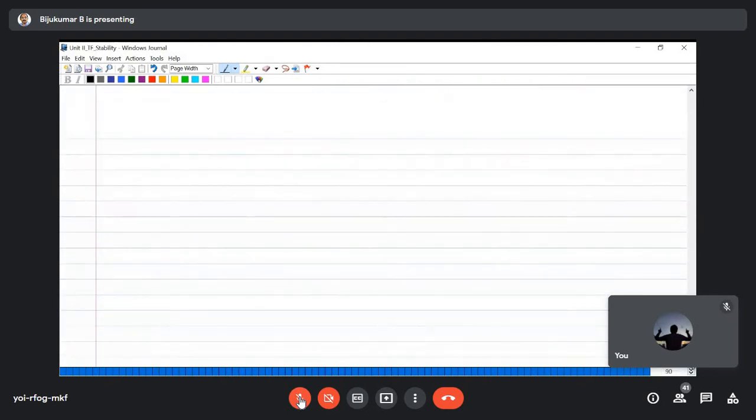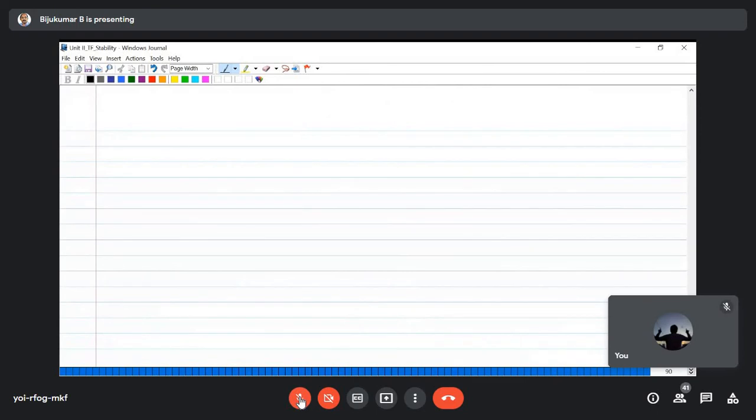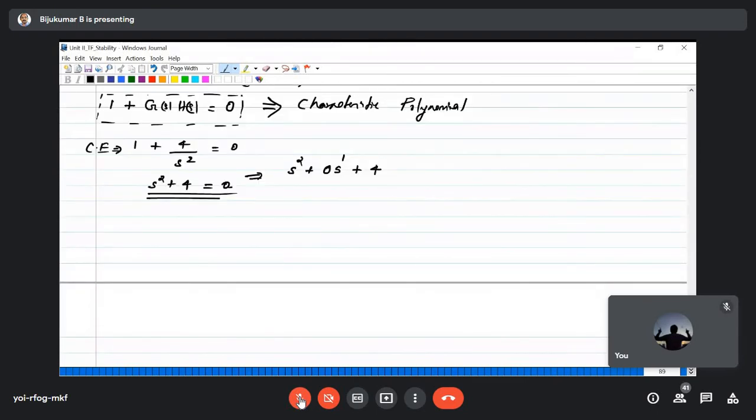Now you can construct the Routh array. How will you construct? The highest order is s square. Next is s power 1, then s power 0. First you locate the coefficients. It is 1. This becomes 0. This becomes 4. Since it is not there, you can put it as 0. Right?